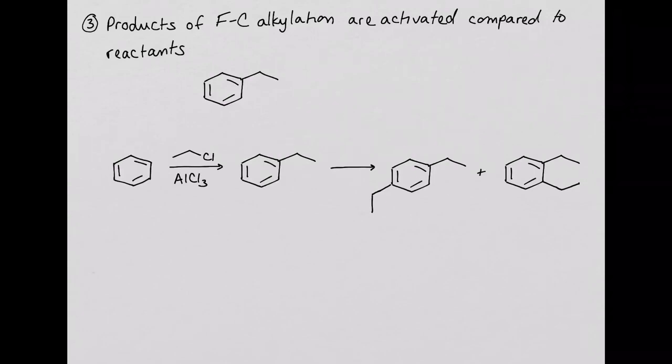In order to circumvent this problem, we typically keep the concentration of benzene high, which makes it much more likely that benzene will react with the ethyl chloride and aluminum trichloride than the products, which are low in concentration as the reaction progresses.